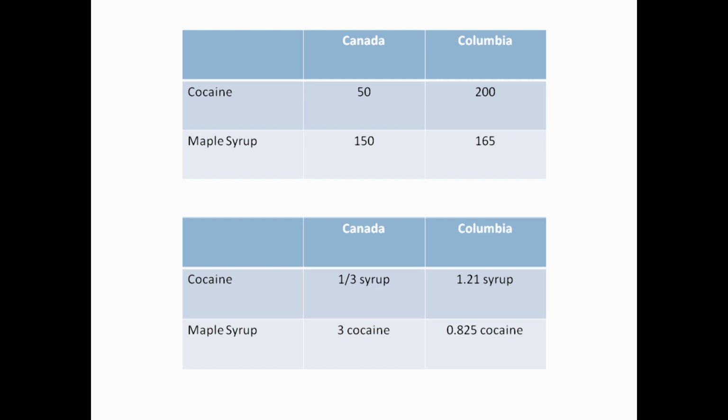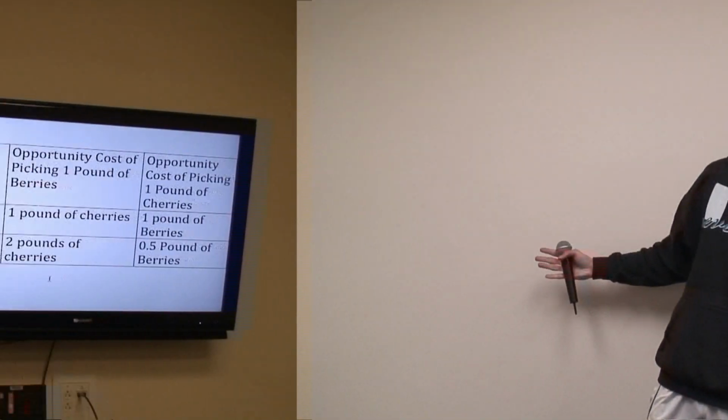We see that obviously Canada has the absolute advantage in producing both cocaine and maple syrup. However, if you look at the opportunity cost of producing those goods for each country, we can see who has the comparative advantage. As you can see, Canada has the comparative advantage in producing cocaine, and Colombia has the comparative advantage in producing maple syrup. Therefore, Canada should specialize in producing cocaine, and Colombia should specialize in producing maple syrup.